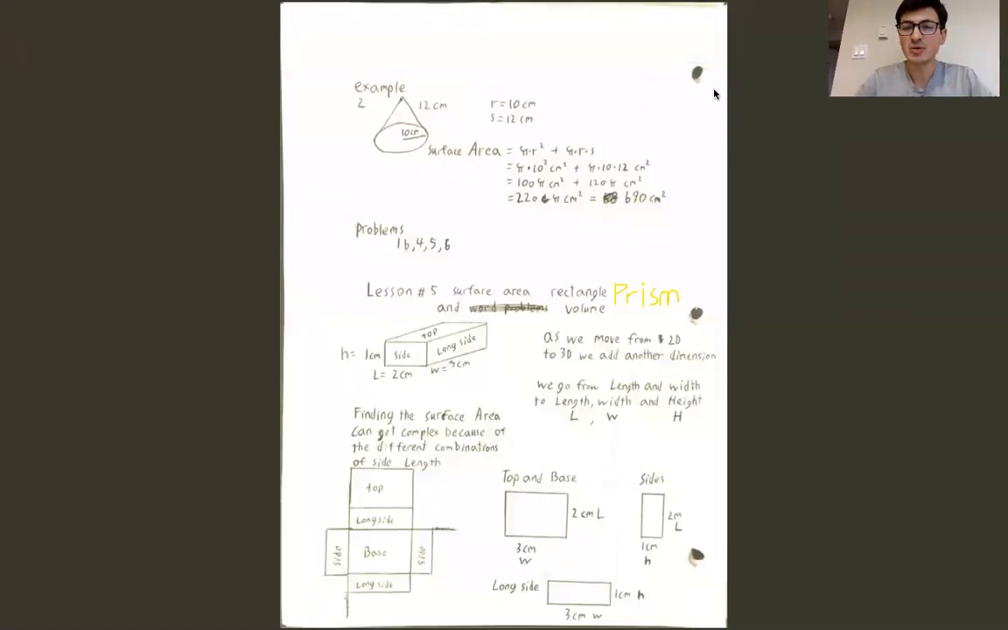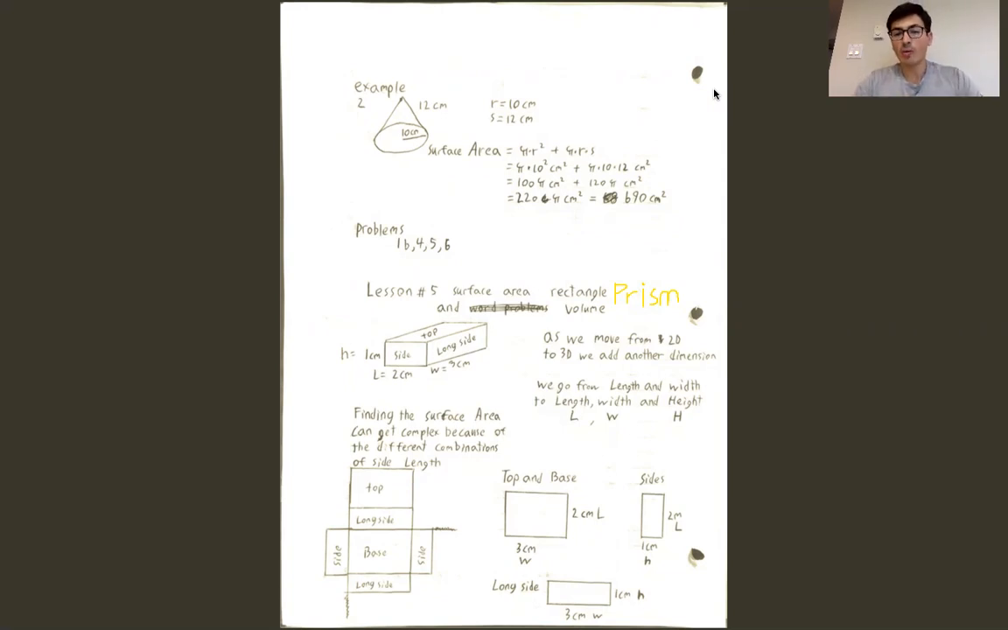Hello class, today we're going to do lesson number 5 on the surface area of a rectangular prism and the volume. So the last class questions, I had you do problem 4, which had a rectangular prism in it, and I hadn't really shown you how to go through it. So I thought I'd take today's lesson to go through it, and then maybe you can revisit that question and complete some of the questions I'm going to add with this one.